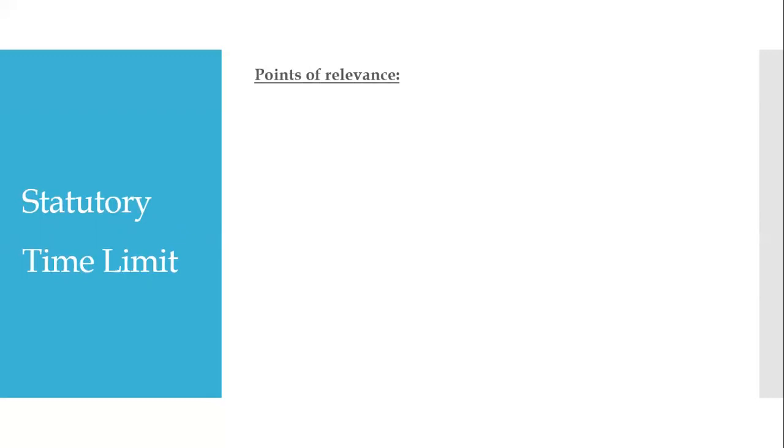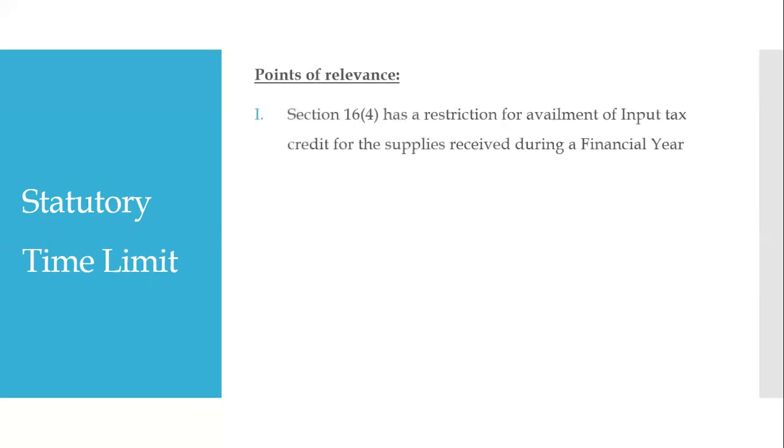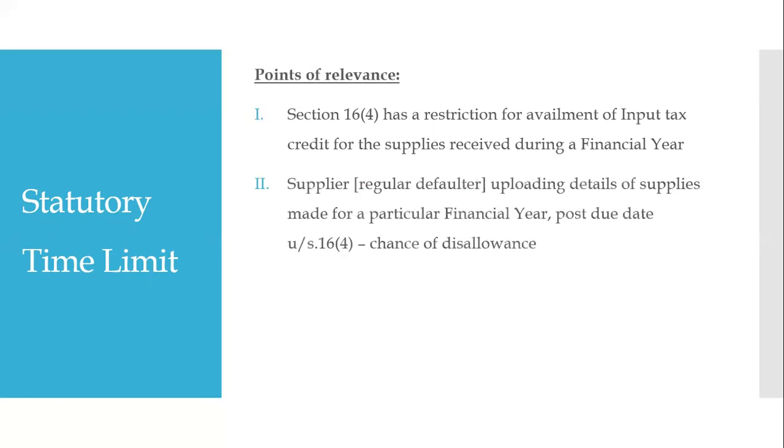Now, this particular insertion, clause AA, has got certain key attention for the businessman. What is that? As you are aware, section 16, subsection 4 has a time limit for availment of input tax credit with reference to inward supplies received during a particular financial year. Currently, the time limit for availment of input tax credit is on or before the return to be filed under section 39 for the month of September following the end of the respective financial year.